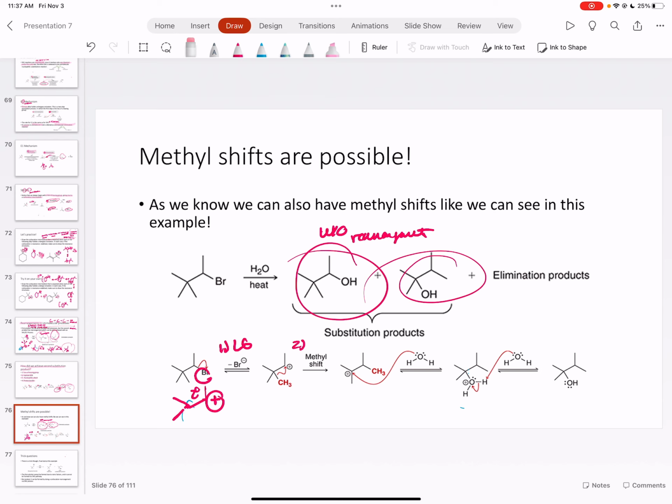Let's see if we erase that one, and we put that CH3 in here, and we put that positive charge in there. If you count carbon-carbon bonds, you can count 1, 2, 3. We'll have a tertiary carbocation, meaning it's more stable than a secondary. Therefore, we're able to do that shift. So we're gonna do a methyl shift.